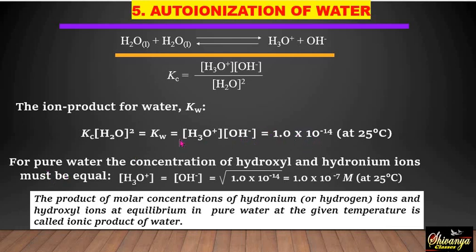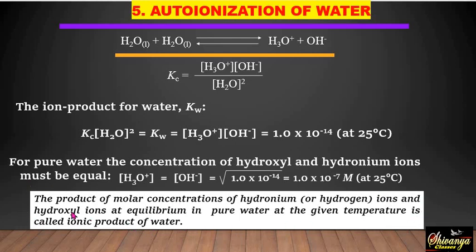So if we separate out, in pure water the concentration of hydronium ion and hydroxyl ion becomes equal. So it is 1 into 10 raised to minus 7. The product of molar concentration of hydronium ion and hydroxyl ion at equilibrium in pure water at a given temperature is called the ionic product of water. Definition.